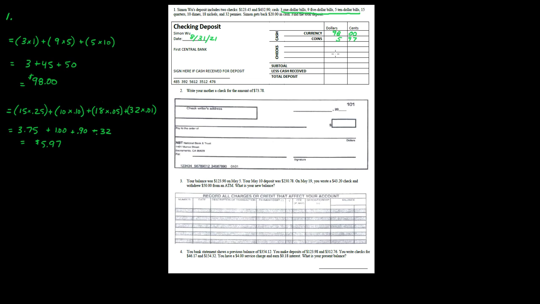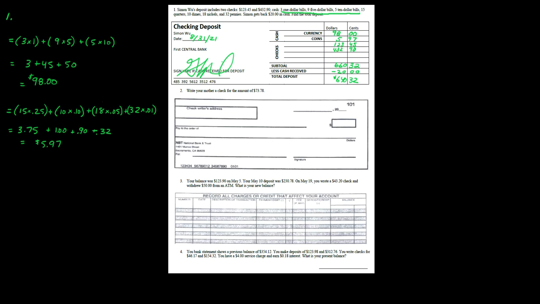Then we had some checks. We have a check here for $123.45. So $123.45. The other check was $432.90. So $432.90. The subtotal of our deposit is $660.32. And then we also took out $20 as a withdrawal, which leaves us with $640.32. And it says to sign if we receive money. We did receive money for that deposit. So we'll go ahead and sign our name here. And we're all set and done with number 1.